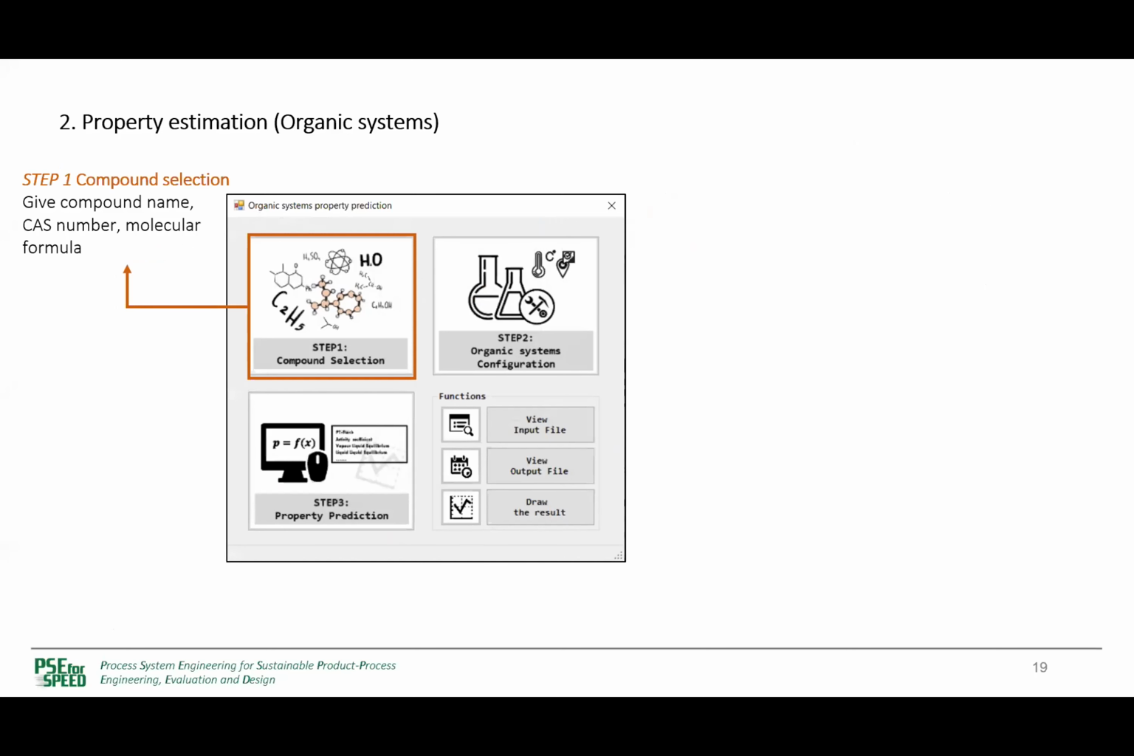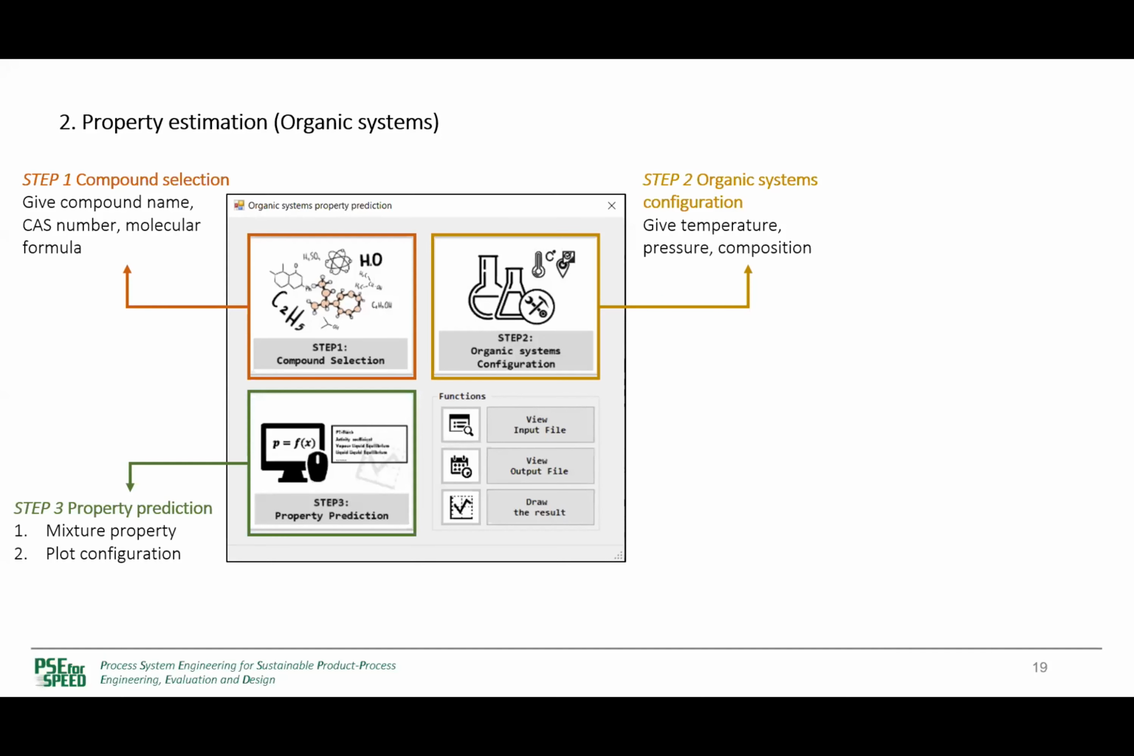There are three main steps in property estimation for organic system. The first one is compound selection. Here you need to select the compound. Next is organic system configuration. The temperature, pressure, and composition of mixture are given here. The last one is property prediction. See the property prediction in this step.